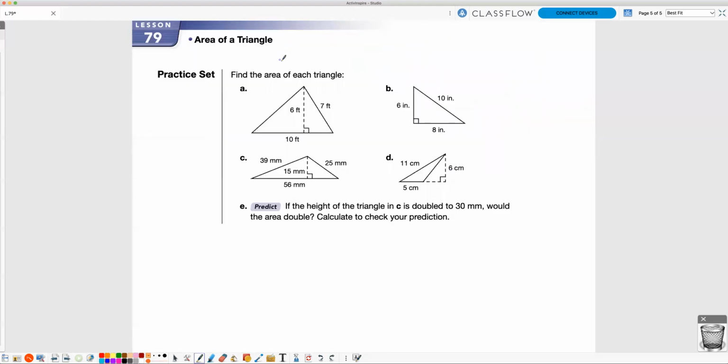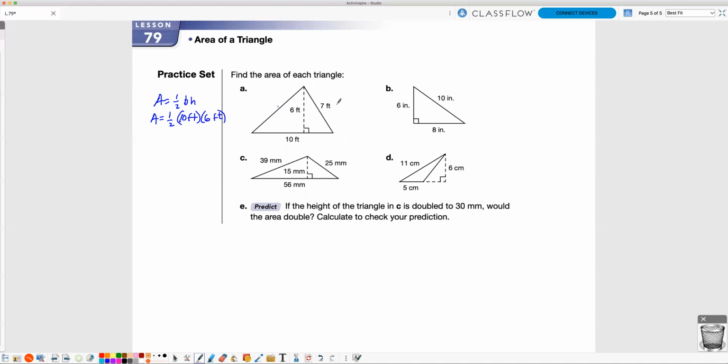All right, let's try some of these. Letter A, find the area of this triangle with a height of 6 feet, a base of 10 feet, and a side length of 7 feet. All right, for letter A, you should have, again, area equals 1/2 base times height. You should always start with your formula so that you know what to plug into each of the locations. Area equals 1/2, and I see that 10 feet is going to be the base, and I see that 6 feet is going to be the height.